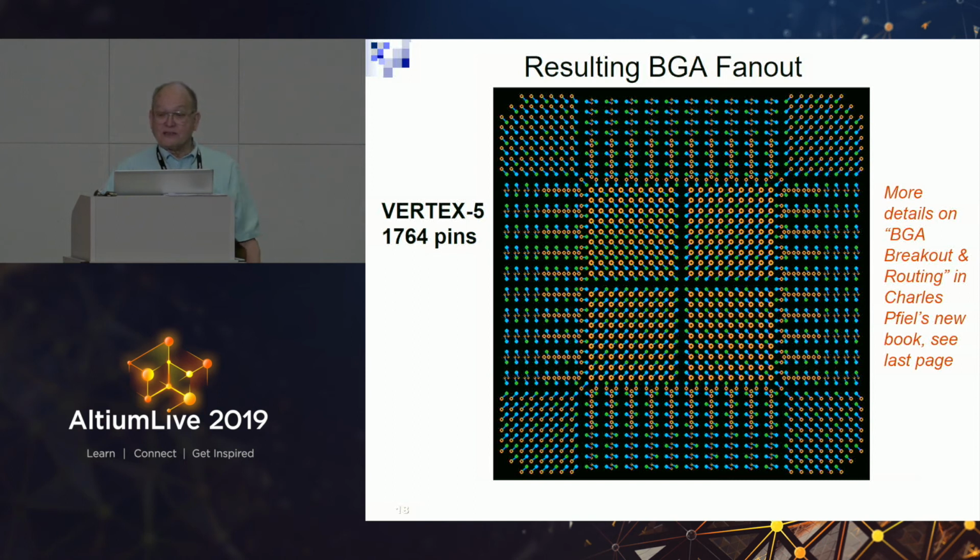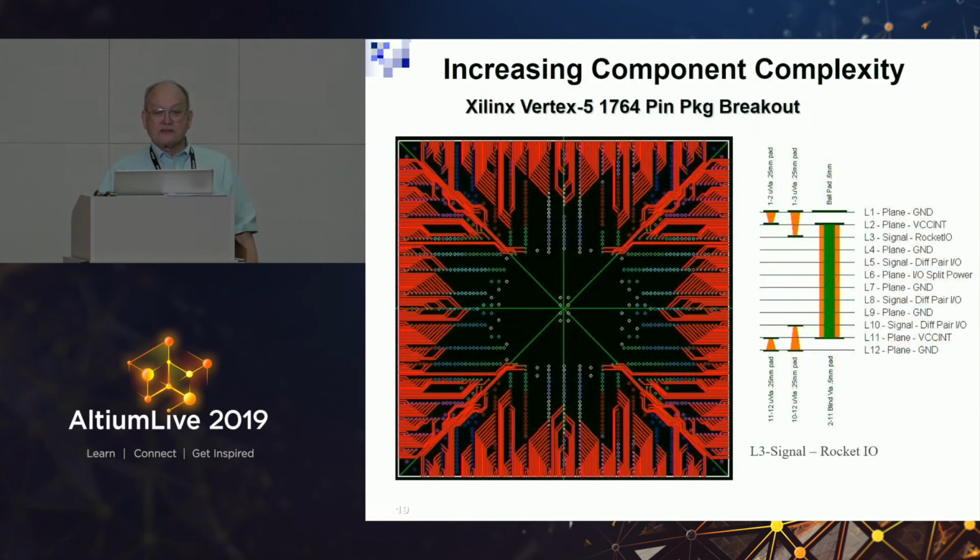But there are better ways to do it. What do the two ones look like? Well, on this Virtex 5, you can see that we have a blind via from 1 to 2, a skip via from 1 to 3, and then a buried via from 2 to 11.